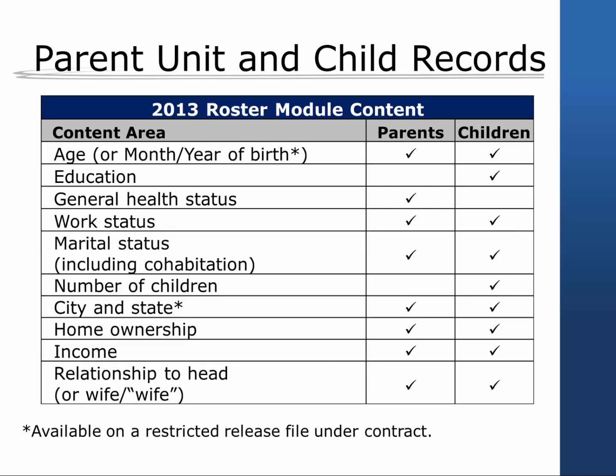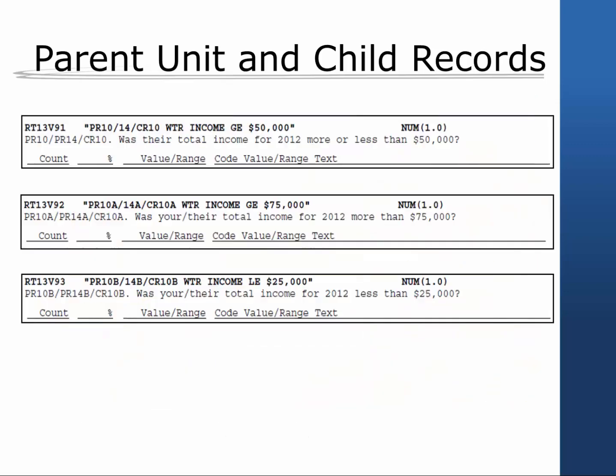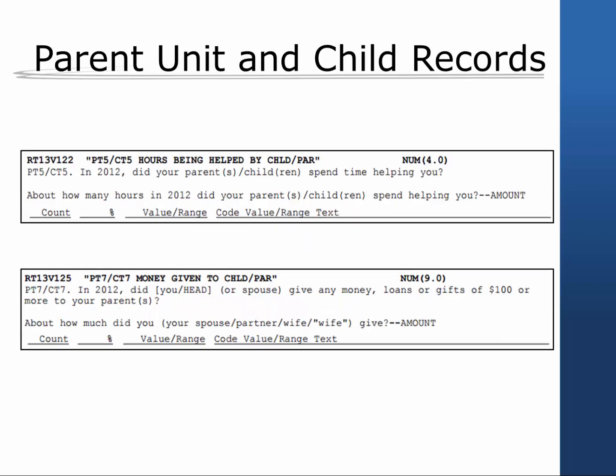For each parent unit and child record, the characteristics of the parent unit or child are included along with the time and money exchanged in the last year with the head and wife. Because the roster characteristics and transfer questions for parents and children were designed to be very similar, many child and parent-specific variables are combined into variables that apply to both children and parents. For example, income variables include responses to these questions for both parent units and children. Short-term transfer questions have also been combined in this way.